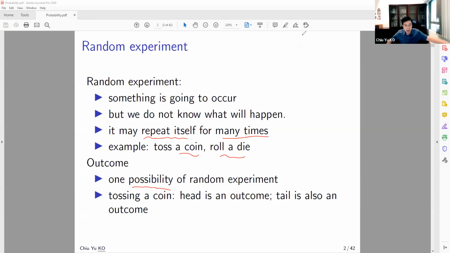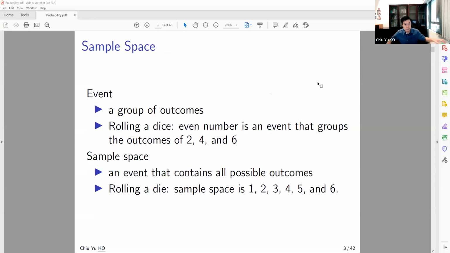So let's go to the second slide. Okay, an event. An event is a group of outcomes. If you use set theory, it is actually a set of outcomes, or if you like, you can call it a collection of outcomes. So what are these? It's just grouping them up. So we roll a die. An even number is an event which groups the outcomes 2, 4, and 6.